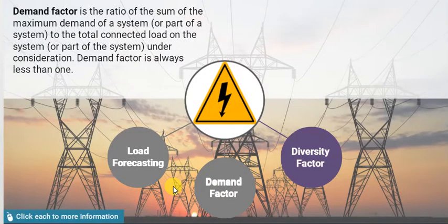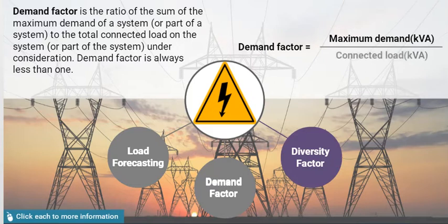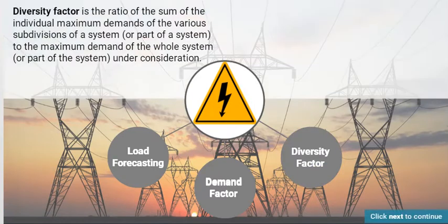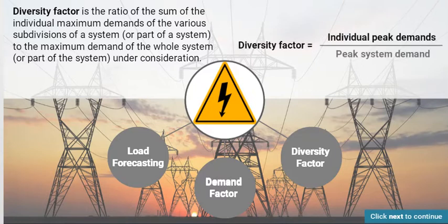Demand factor is the ratio of the sum of the maximum demand of a system or part of a system to the total connected load on the system or part of the system under consideration. Demand factor is always less than 1. Diversity factor is the ratio of the sum of the individual maximum demands of the various subdivisions of a system or part of a system to the maximum demand of the whole system or part of the system under consideration. Diversity factor is usually more than 1.